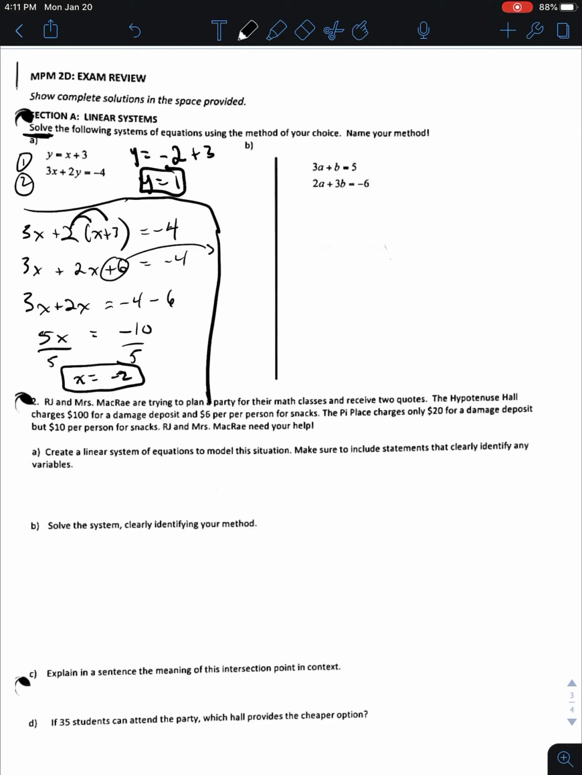Solve simply means state the POI, or the point of intersection. That's where the two lines are going to cross. The point of intersection is the solution. So my POI is negative 2, 1. That's where the lines are going to cross, at negative 2 and 1.